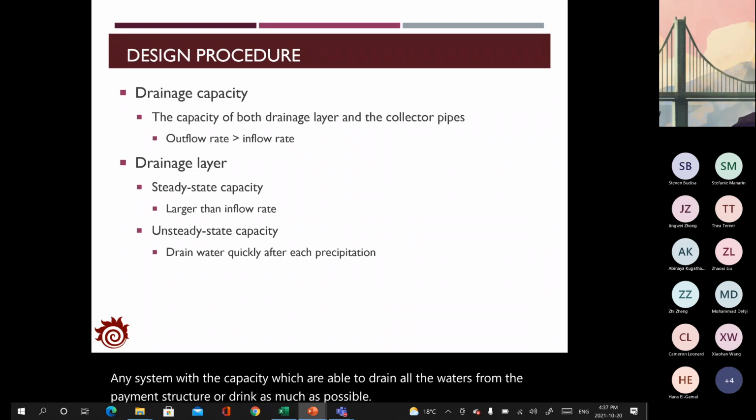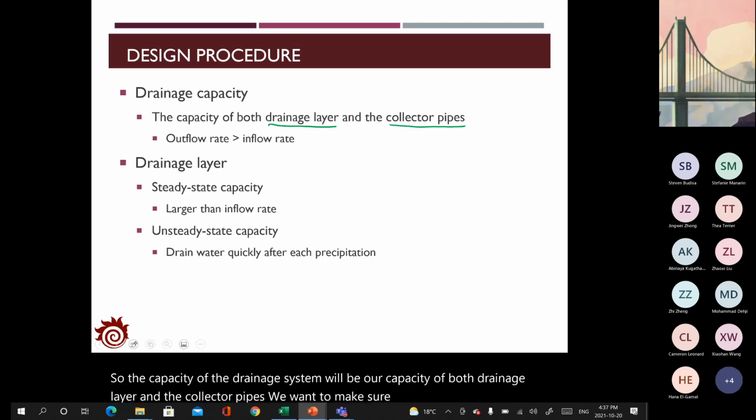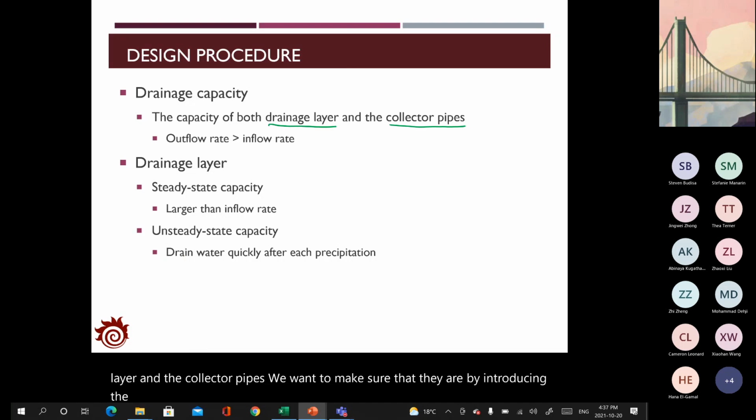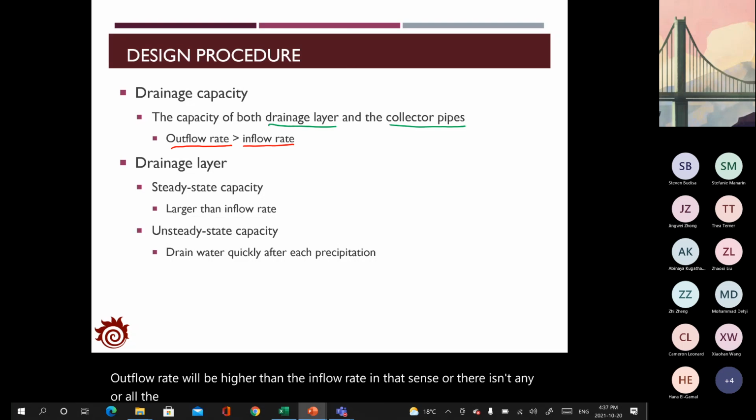The capacity of the drainage system will be the capacity of both the drainage layer and the collector pipes. We want to make sure that by introducing the drainage system, the outflow rate will be higher than the inflow rate. In that sense, the water in the pavement structure or under the pavement layers will not increase over time. Instead, we will try to remove as much as possible.